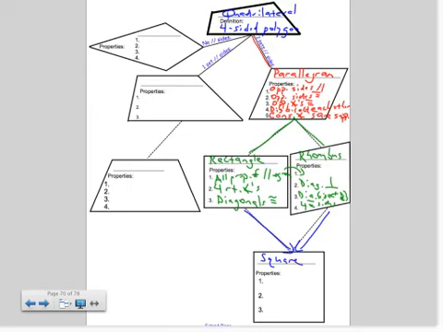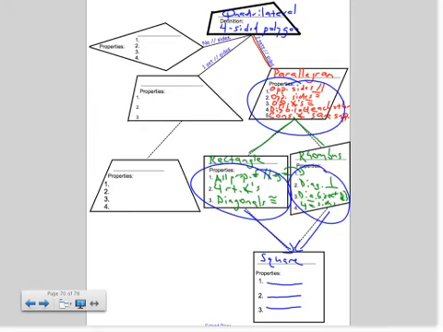And so what we're going to say about a square is, and I'm not going to write this all out, but we're going to say, number 1, all properties of a parallelogram. Number 2, all properties of a rectangle. And number 3, all properties of a rhombus. So you look at all of these, and all of those combine to give you the properties of a square.